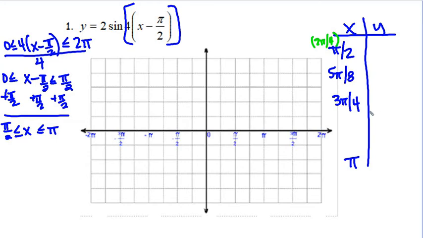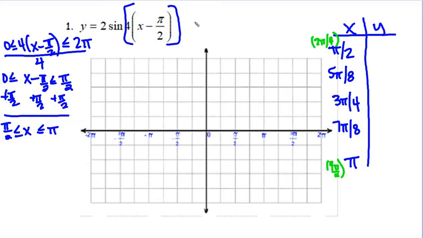Okay? I'm going to do the same thing between these two and point out that 4 pi over 4 is the same thing as pi. So I have that common denominator. So 4 pi over 4 plus 3 pi over 4 is 7 pi over 4. And 7 pi over 4 divided by 2 is 7 pi over 8.